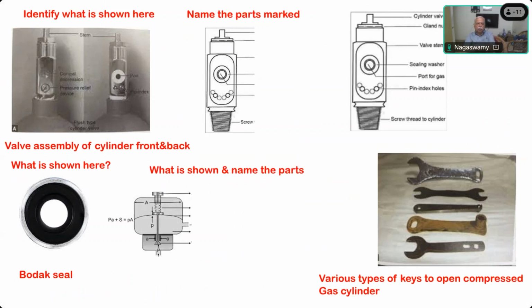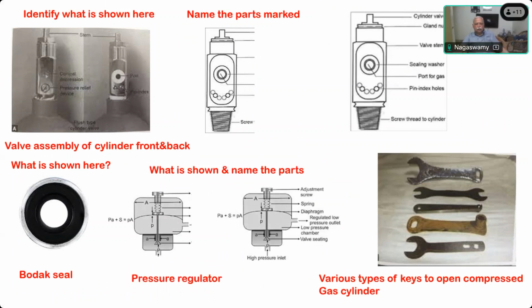What is shown here? Name the parts. This is a pressure regulator. The parts are: this screw is called the adjustment screw. By tightening or relaxing the screw, you can alter the pressure that is released. This is the high pressure inlet. This is the regulator outflow. By tightening or loosening the spring, you can adjust the pressure that you want. There is a spring here. Then there is a diaphragm, which is used for the reduction, and this is the regulated pressure outlet.